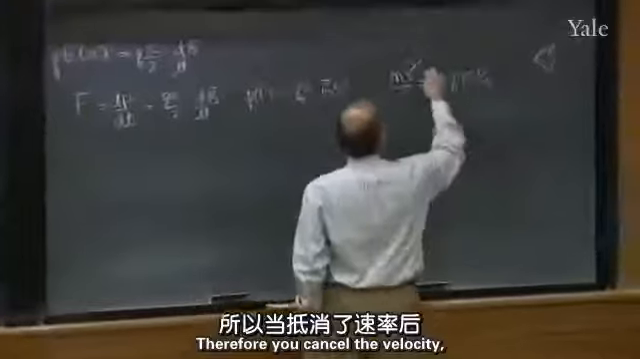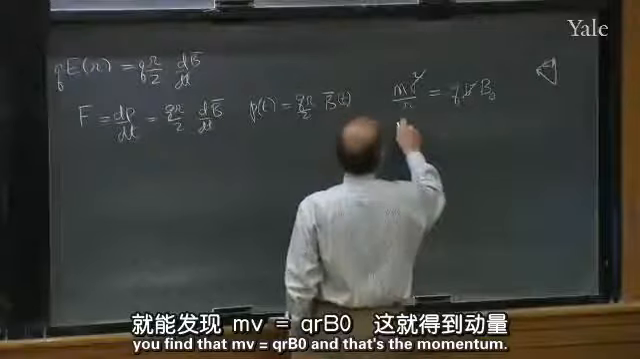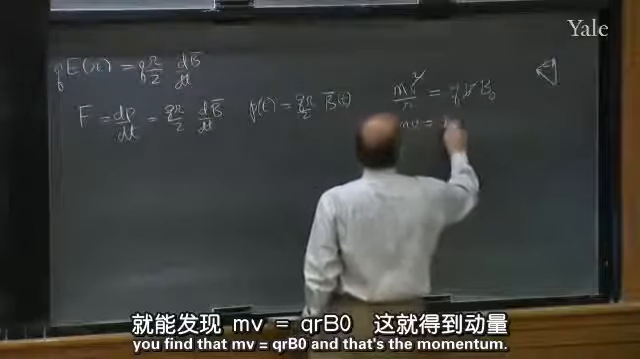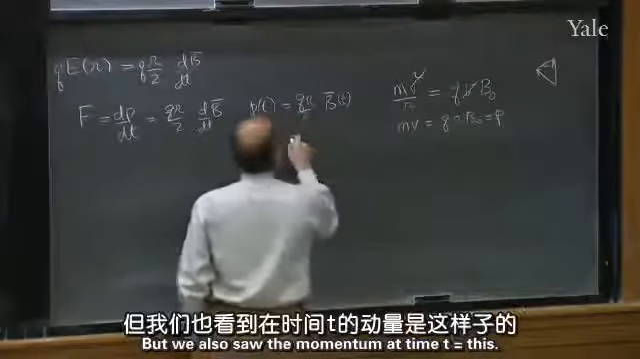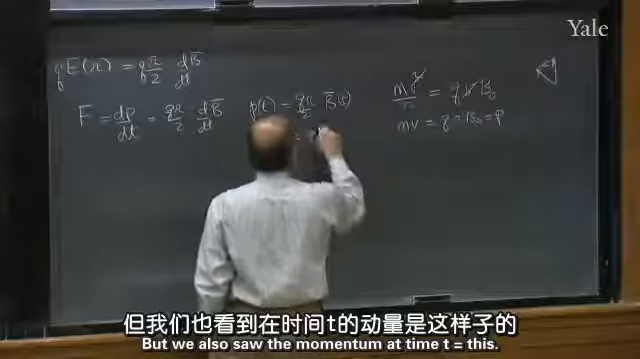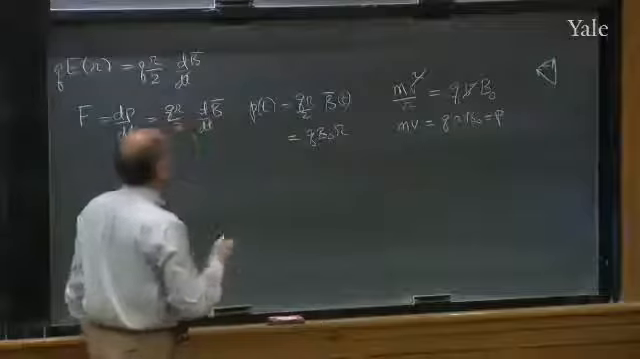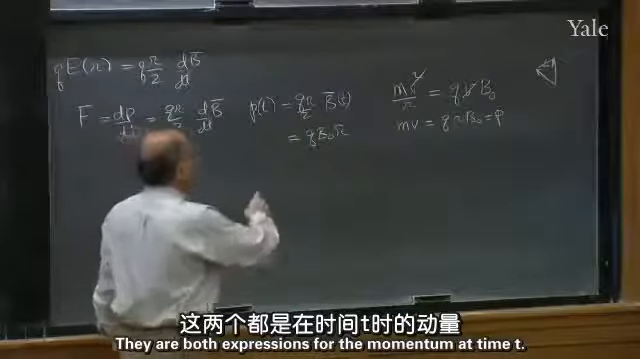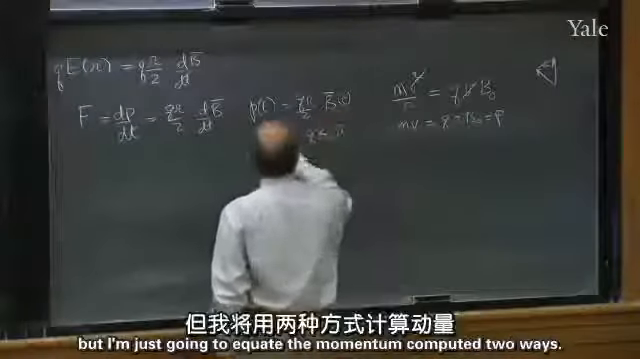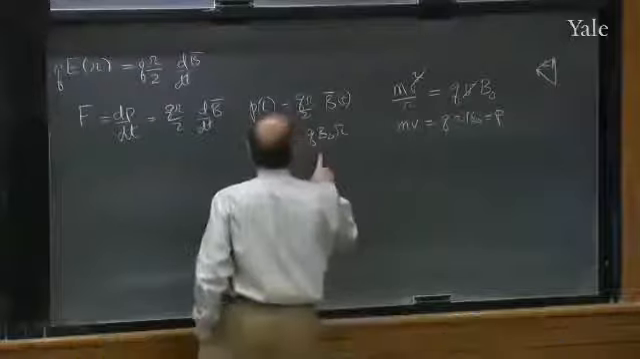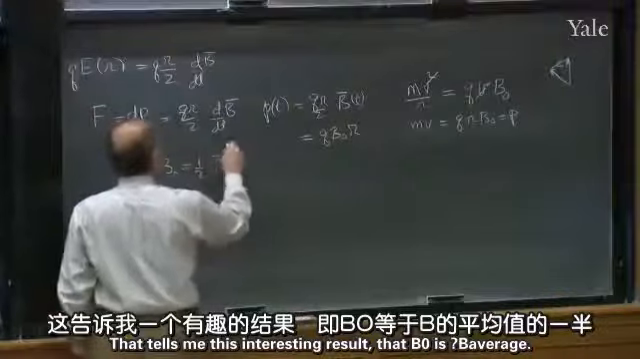Therefore, you cancel the velocity, you find that mv is equal to qrB0, that's the momentum. But we also saw the momentum at time t is equal to this. They are both expressions for the momentum at time t. This just says the magnetic field hopefully is strong enough to bend it. That's the field that you need. But I'm just going to equate the momentum computed two ways. That tells me this interesting result, that B0 is 1/2 B average.